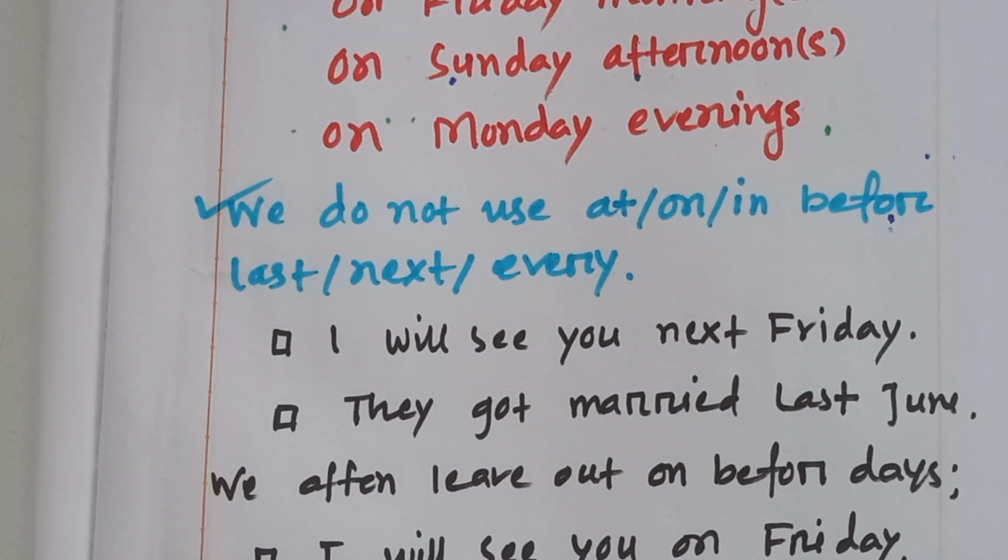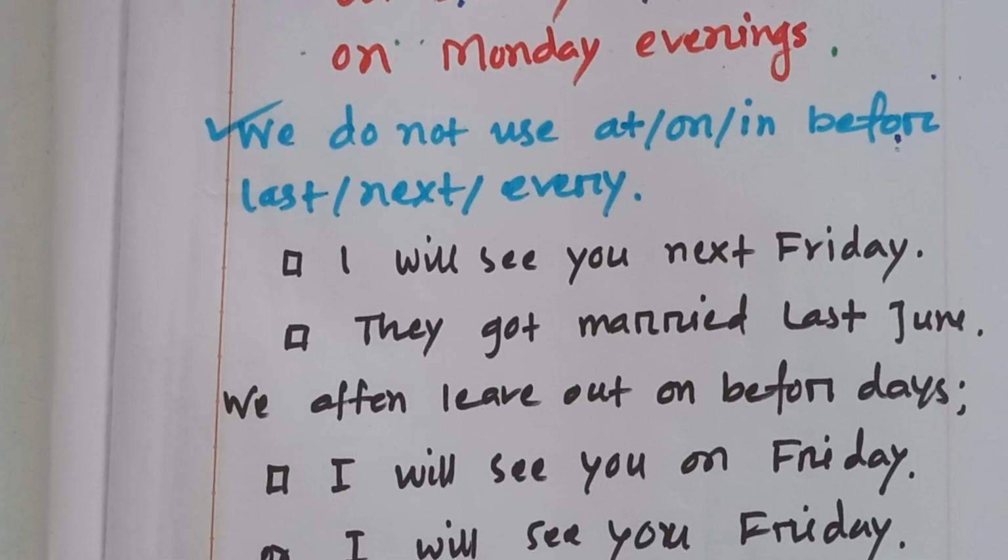The last one: we don't use at, on, or in before last, next, or every. If you find last, next, or every before the day or time, then you omit the prepositions. For example, I will see you next Friday. You cannot say I will see you on next Friday, just next Friday. They got married last June. We often leave out on before days.